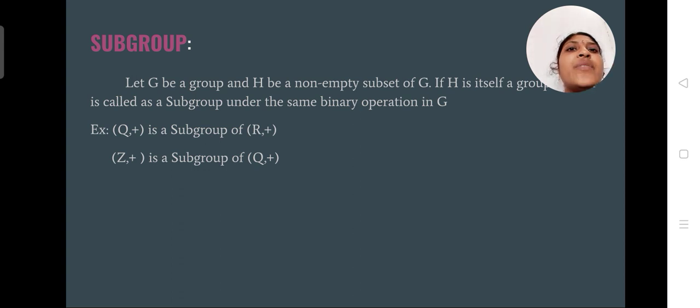For example, Q comma plus, where Q means the rational number set, is a subgroup of R comma plus, and Z comma plus is a subgroup of Q comma plus. So the rational number set under addition is a subgroup of the real number set under addition. And next, the integer set under addition is a subgroup of the rational number set under addition. So these are the examples for subgroup.